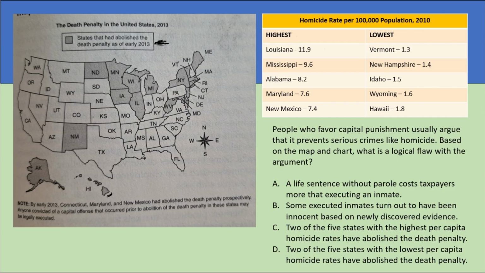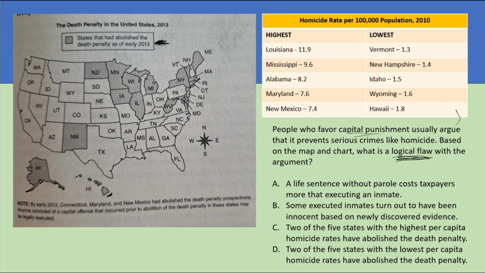So the question reads, people who favor capital punishment usually argue that it prevents serious crimes like homicide. Okay, so people who are for it are saying that it prevents serious crimes like homicide. Got it. Okay, so based on the map and the chart, what is a logical flaw with the argument? So we need to find a flaw. We need to find something that kind of points out the fact that you could not have the death penalty or capital punishment and still have low crime rates.